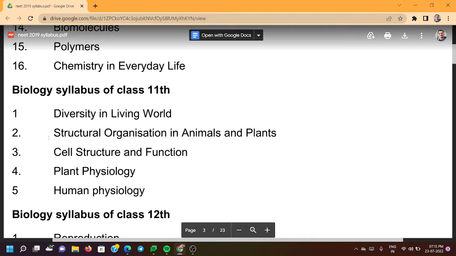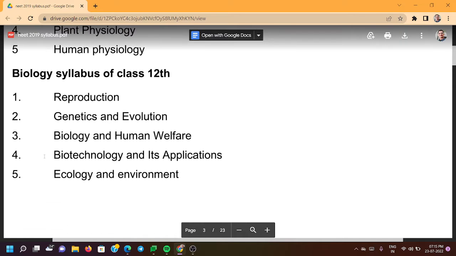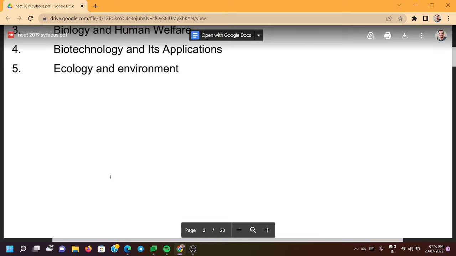1. Diversity in living world. 2. Structural organization in animals and plants. 3. Cell structure and function. 4. Plant physiology. 5. Human physiology. Biology syllabus index of class 12th. 1. Reproduction. 2. Genetics and evolution. 3. Biology and human welfare. 4. Biotechnology and its applications. 5. Ecology and environment.